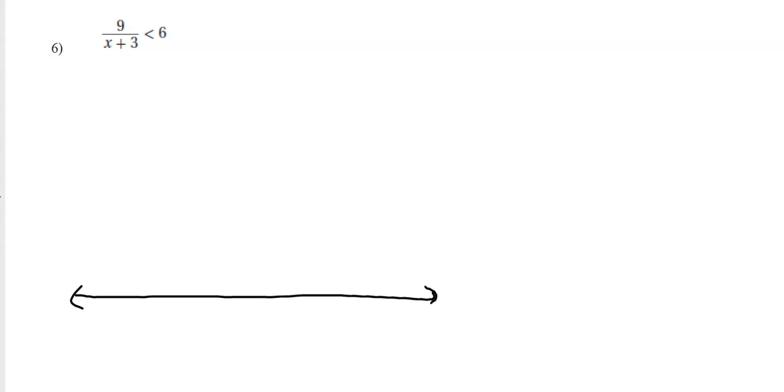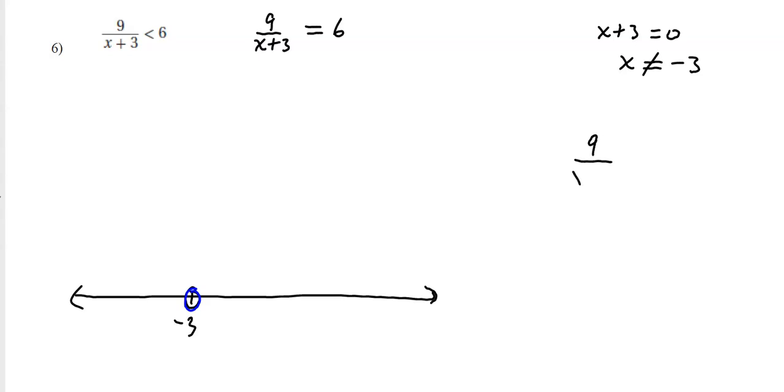So first, let's figure out, when is x plus 3 equal to 0? Well, x equals negative 3, so we know x cannot be negative 3. If I assume 0 is in the middle, I'll put negative 3 over here. Maybe use a little color. So x can't be negative 3. Now we just solve it as is: 9 over x plus 3 equals 6. Maybe I'll do it over here because I need some room to test.